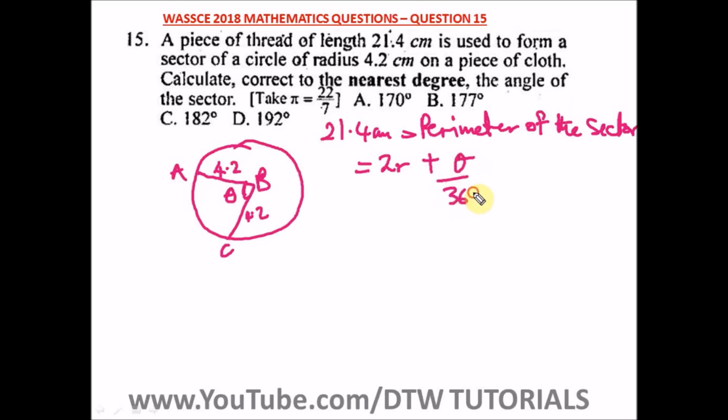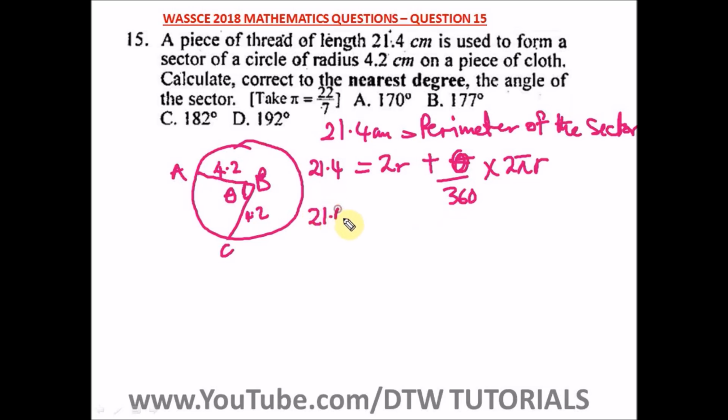The formula for length of arc is theta over 360 times 2 pi r. So this is the formula, and 21.4 is equal to this. We've been given r as 4.2, and pi as 22 over 7. So all we need to do is look for this theta here. Let us make theta the subject of the formula so it will be easy for us to just put in our values and calculate. To make theta the subject of the formula, all we need to do is take the 2r, this is plus 2r, and take plus 2r here. We're going to have a negative what?